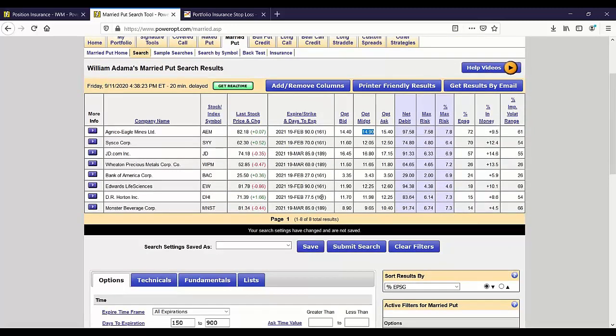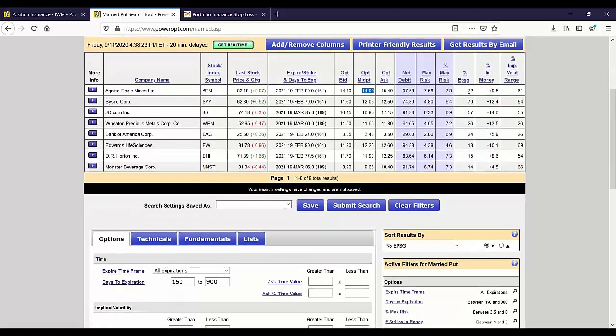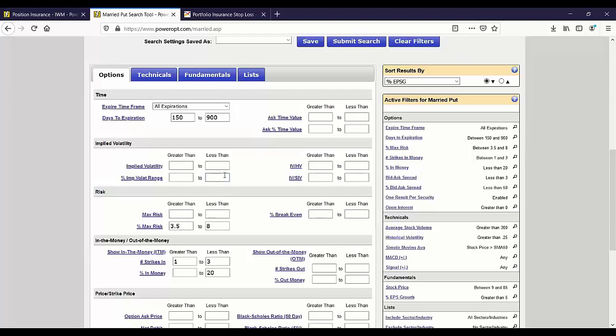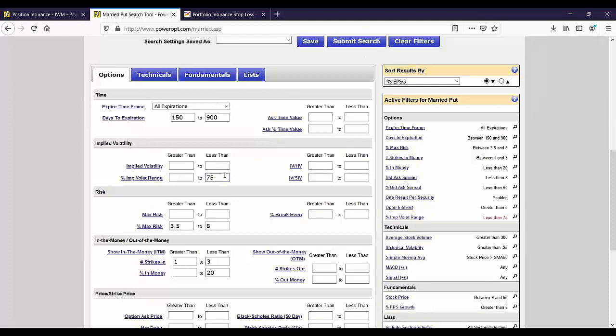what I do look at here, Emidio, is in general, I definitely don't want the percent implied volatility range to be above 70 or 75%. What does that mean? That means where the option's implied volatility is now compared to what it has been over the life of the option. Normally, I'd have this less than 50%. We're still not in normal volatility market conditions, are we? So I've upped it to 75.